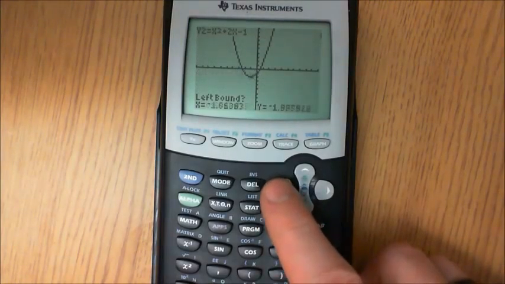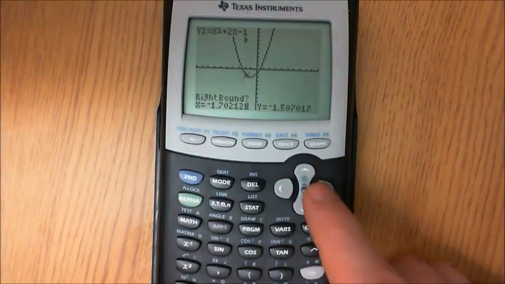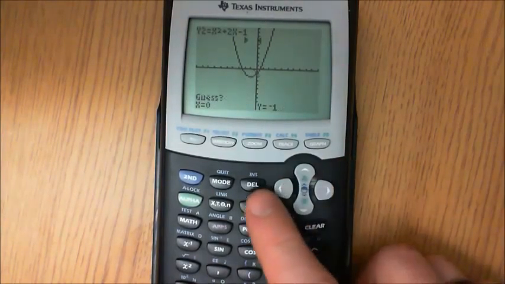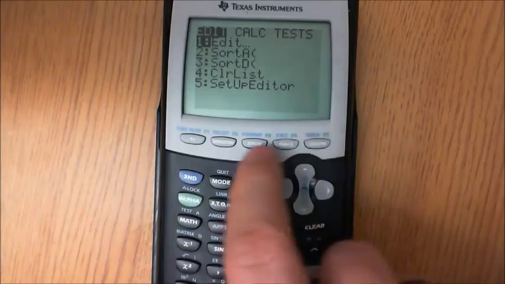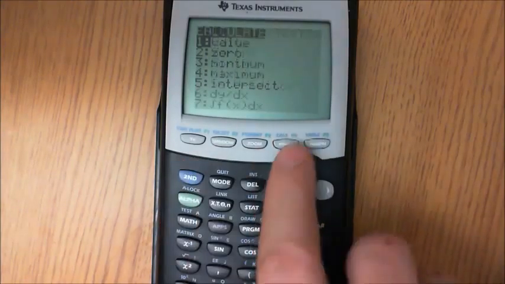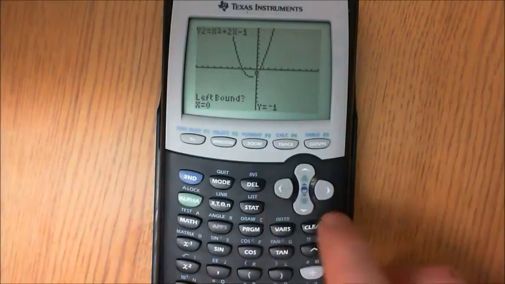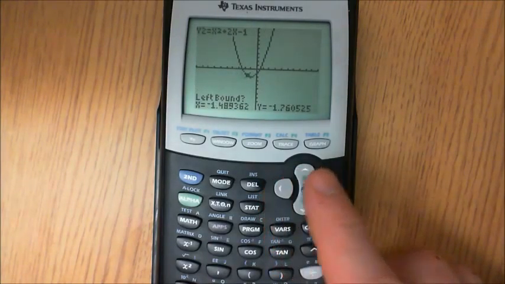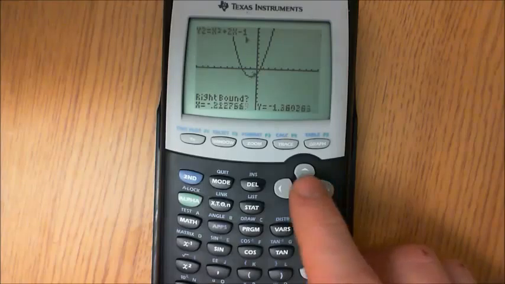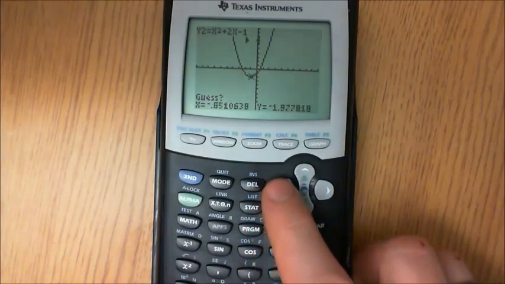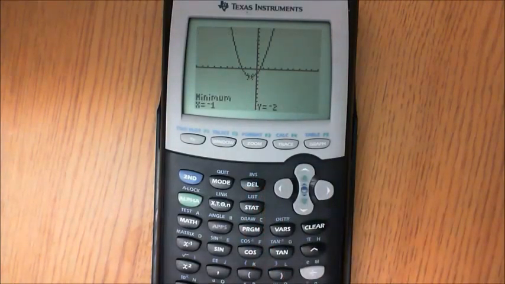And then you just go left bound, a little bit left of the bottom, and a little bit right of the bottom. And then my guess, I'm probably going to have to redo all that again. Yep. Don't hit the wrong key or else bad things happen. So left bound, right bound, and guess. It's somewhere near here. And then it figures out for me, hey, the minimum is right there at -1, 2. So very useful tool in helping you to find values.